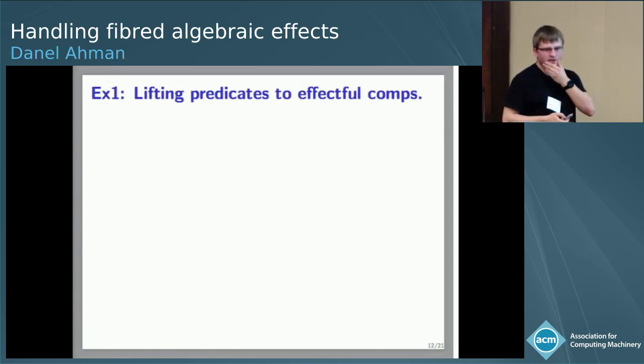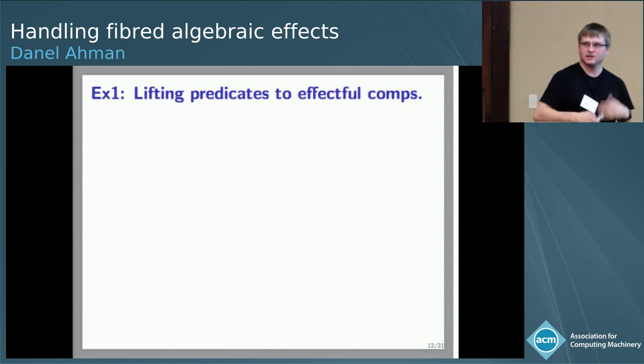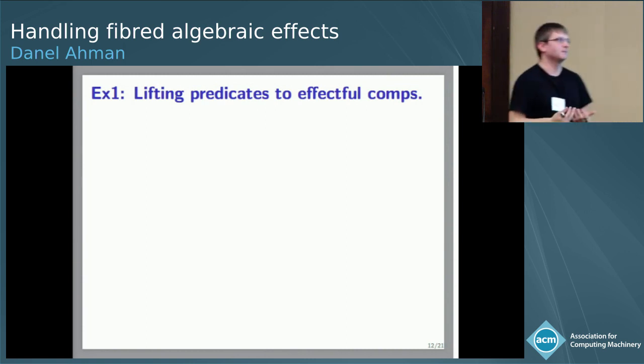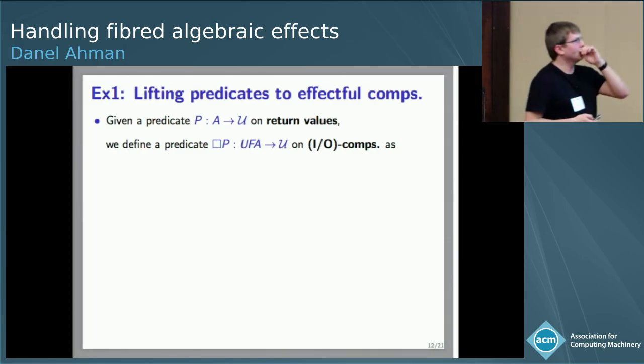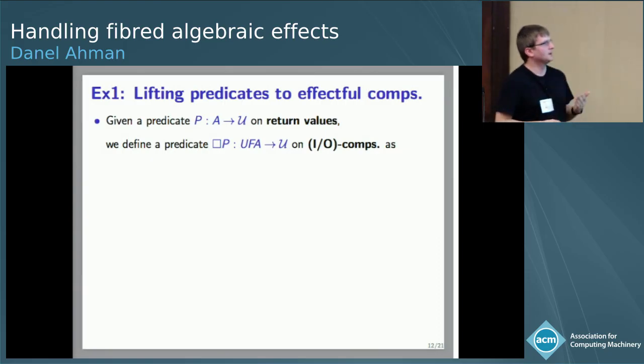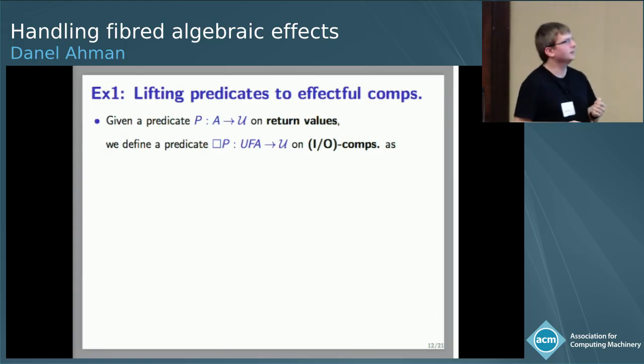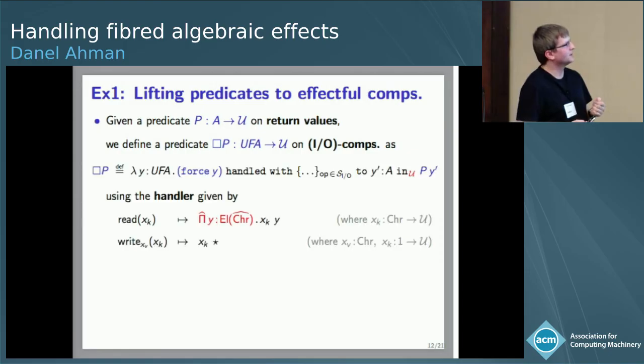First of all, a very natural thing that you would like to do is say that I'm given predicates on return values, and I would like to lift them to computations in a somewhat free way. In this handler-based setting, you can do it in a very natural way. So what we have is a predicate on return values, and we want to turn it into a predicate on computations. I'm deliberately writing a box there. You'll see why that box is the natural thing to write there.